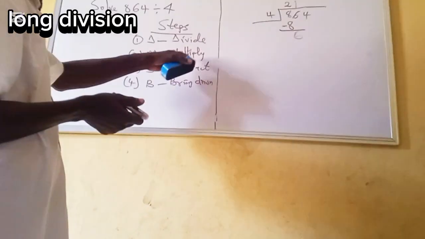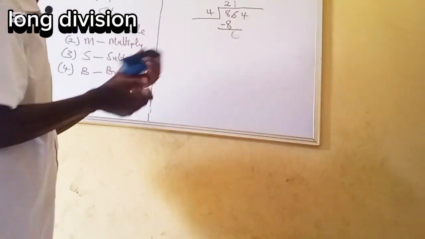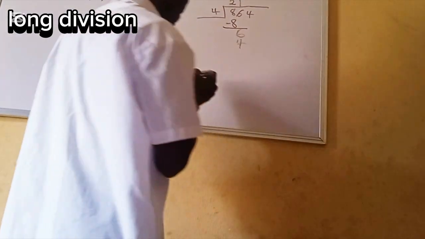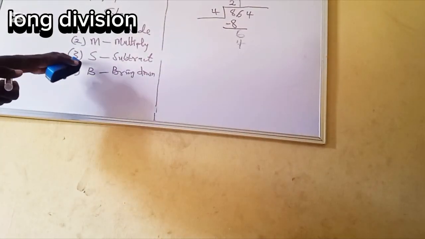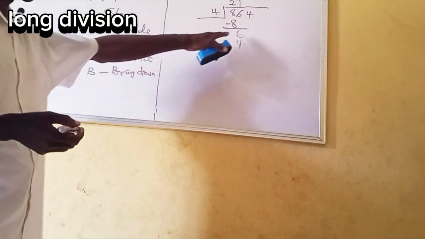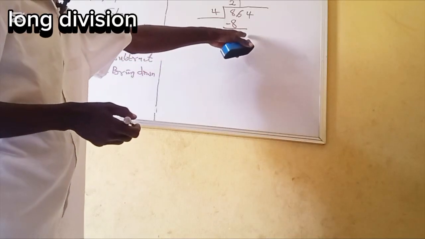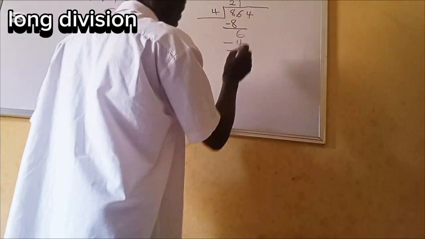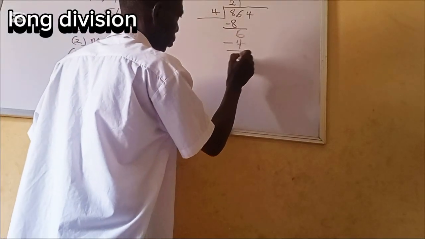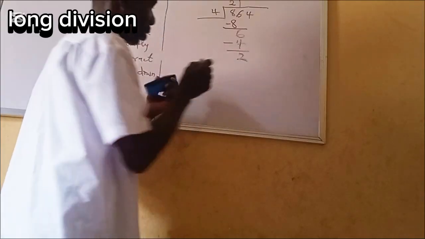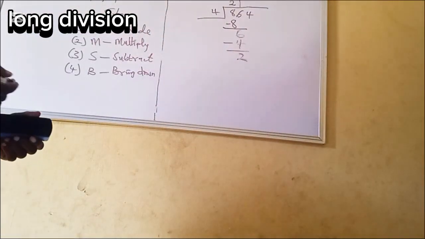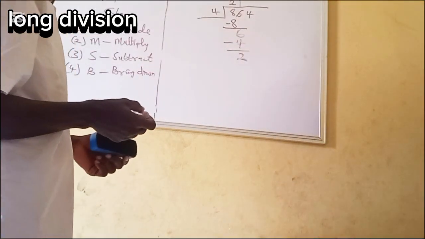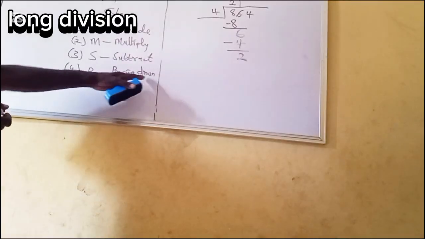Then the second step is multiply. You are going to multiply this 1 by 4. You have 4. Okay. Now, the third step is subtract. You are going to subtract 4 from 6. You understand? 6 minus 4, that is 2. Hope you are following. So the fourth one is bring down.